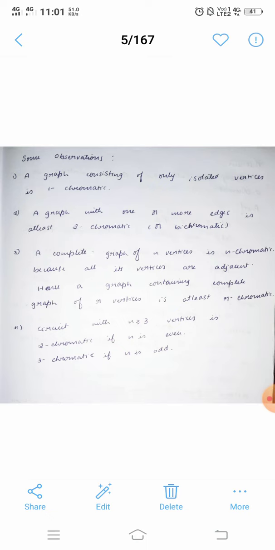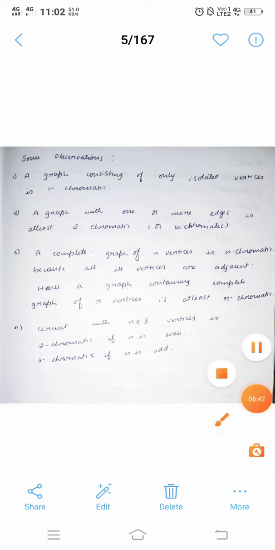Third observation, a complete graph of n vertices is n-chromatic because all its vertices are adjacent. Hence, a graph containing a complete graph of r vertices is at least r-chromatic. That means, what is a complete graph? Complete graph means all the vertices are adjacent. That means for every pair of vertices, there is an edge in between every pair of vertices in a graph.